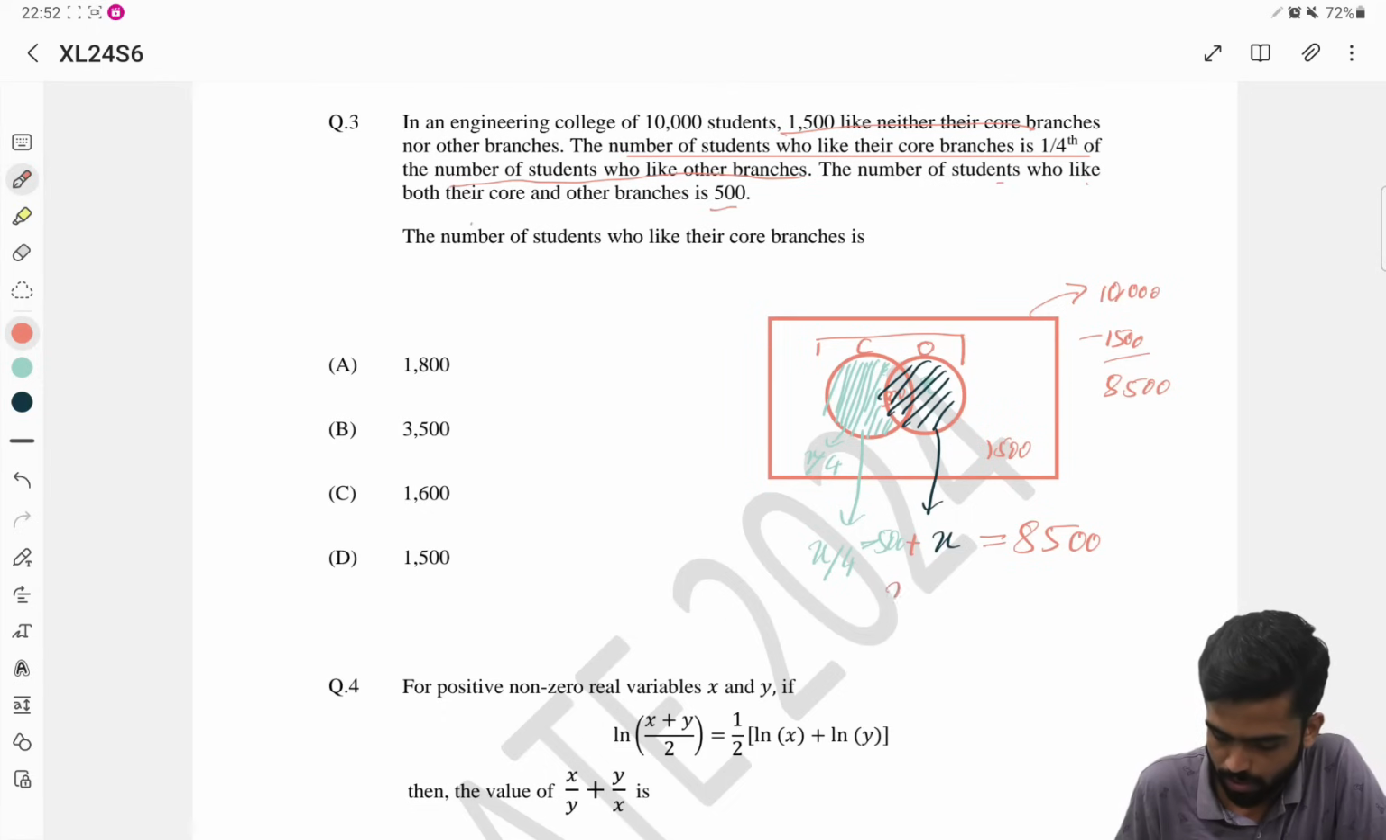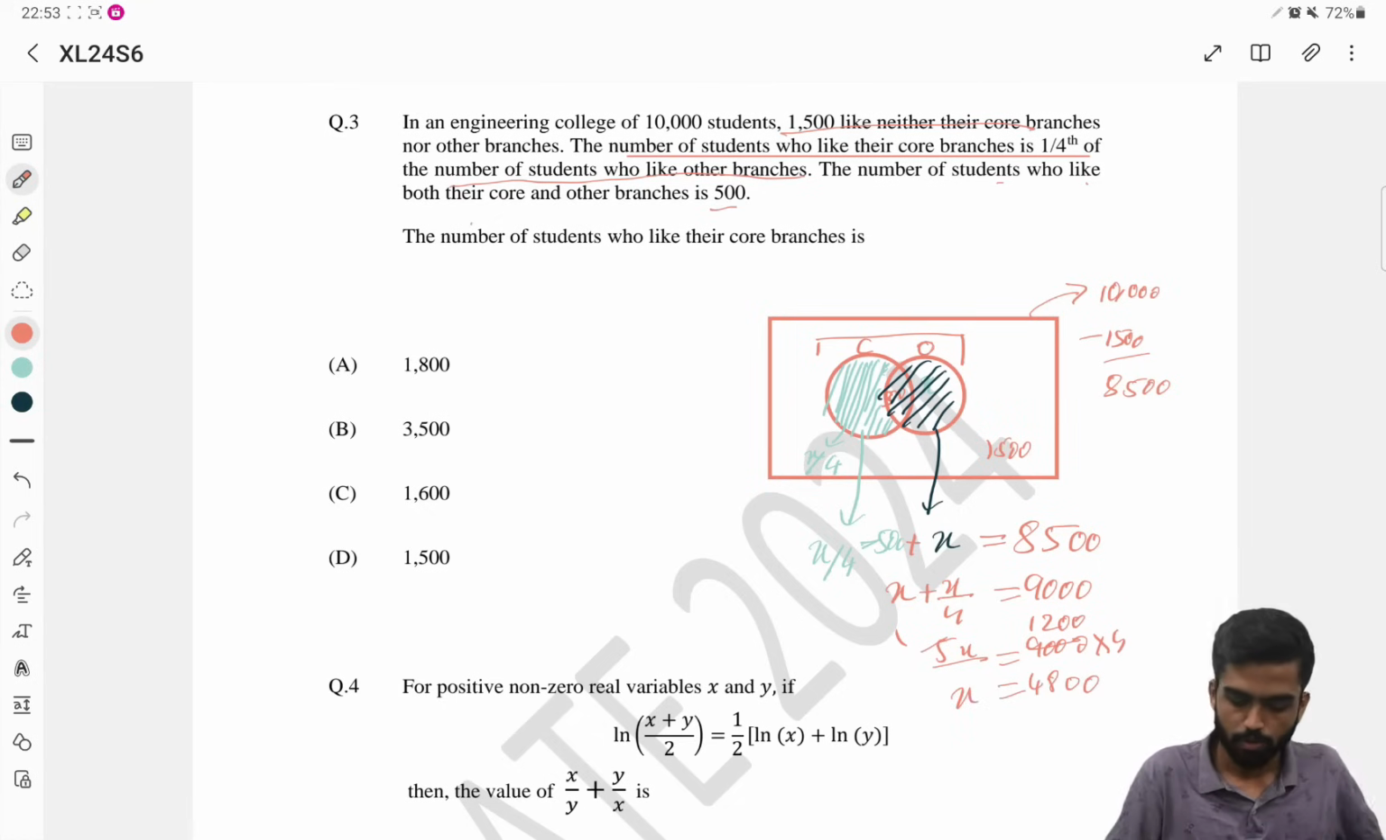So this will be x plus x by 4 equals, 500 will go to this side, 9,000, and 5x by 4 equals 9,000. If we remove 4 from here and multiply it by 4 and divide it by 5, 5 ones are 5, 5 twos are 10, we'll get x equals 4,800.